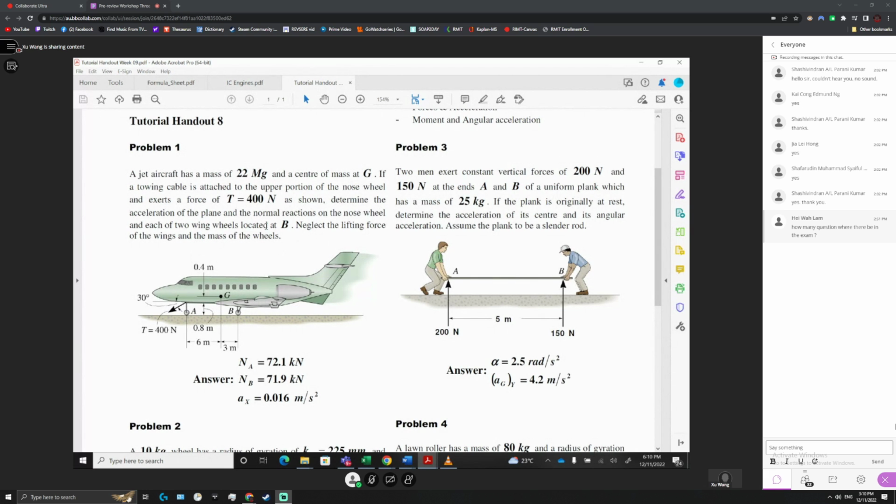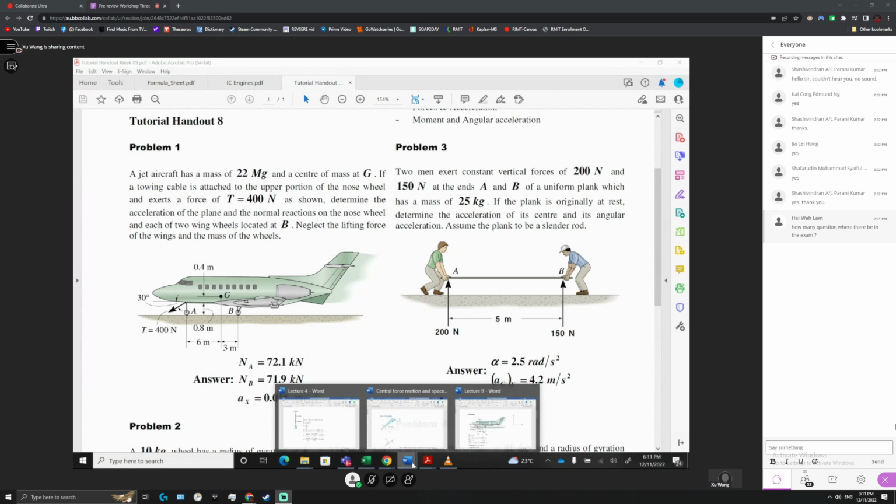Then you can write sigma Fx equal to 0 horizontally, sigma Fy equal to 0, and sigma moment equal to 0. You have 3 equations, so you should be able to solve the whole problem. You have unknown reaction forces A and B, 2 unknowns, and you also have to determine the acceleration. So 3 unknowns and 3 equations, and this is how you solve this problem.